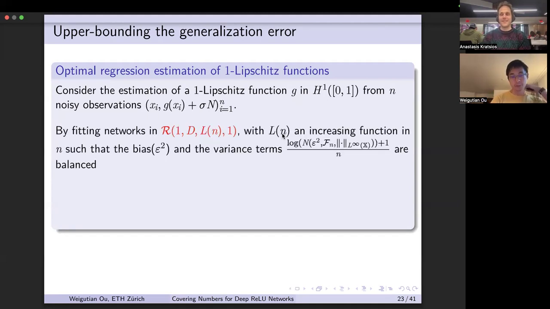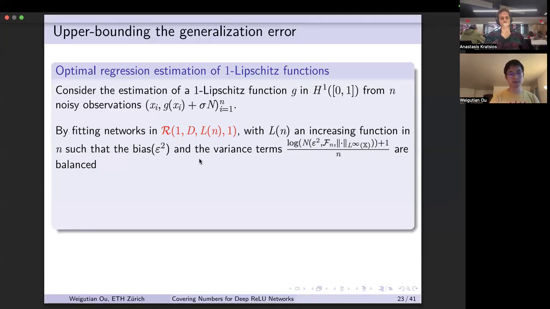And what we need to do is to plug in our bounds for covering numbers and our bounds for the approximation error. But at the same time, we have to choose how the network looks like for given n. Here, the network we chose is R, 1, D, L of n, 1. Here, D is the absolute constant we chose beforehand. And this means that the width of the network wouldn't increase with the number of samples. And L of n is the depth of the network, which increases with respect to the number of samples. And L of n is chosen such that the bias terms and the variance terms are balanced. That is, they should have a similar order.